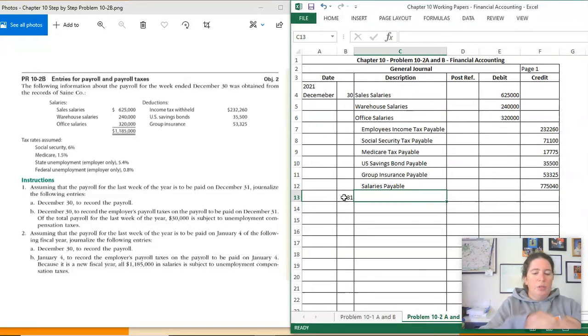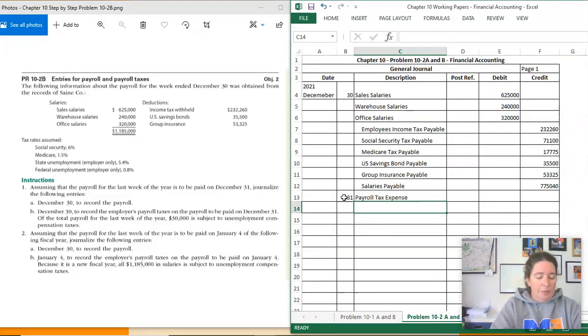So the first thing I'm going to list is my payroll tax expense account, because that's going to be my debit. I don't know what's going to go in there yet, but I know that's my debit, and we always list our debits first. So I'm going to type in the account title, but I'm going to leave the number blank.